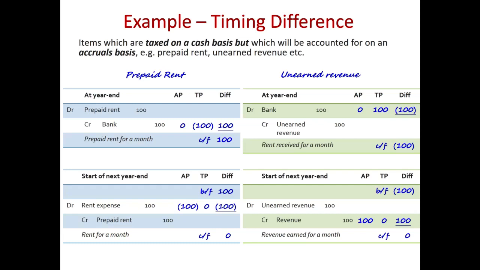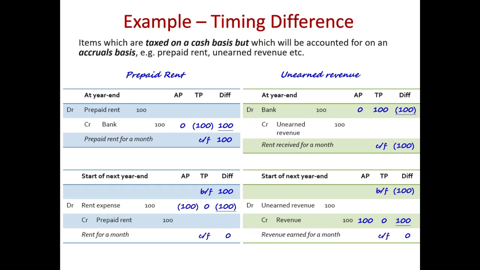Okay, so you can see what happened, right? Because of the different timing of the recognitions of that item in the accounting profit versus the taxable profit, it generates timing differences. And then subsequently, it doesn't have to be in the next year, it could be in the year even after next year, they would then reverse. And eventually the timing differences would then become nothing.